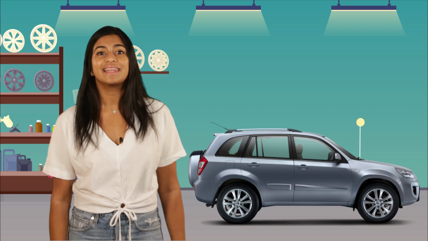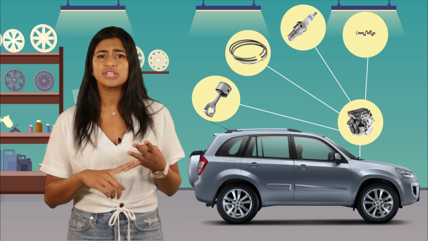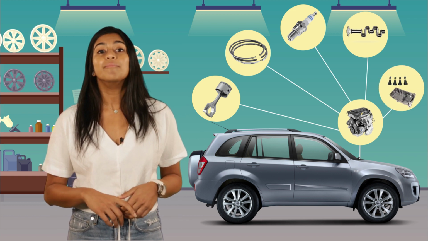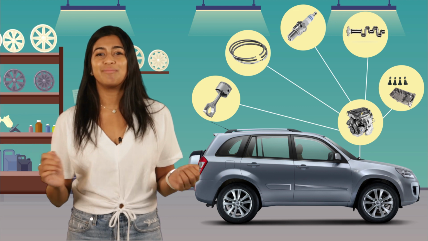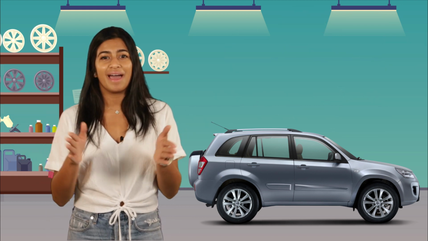For example, the engine consists of a spark plug, piston rings, crankshaft, connecting rod, sump, and valves. So, basically, many small parts are put together to form bigger parts, and the bigger parts are put together to manufacture a car. Are you wondering where the algebra is in all of this? Well, forming algebraic expressions is just like putting together parts of a car.